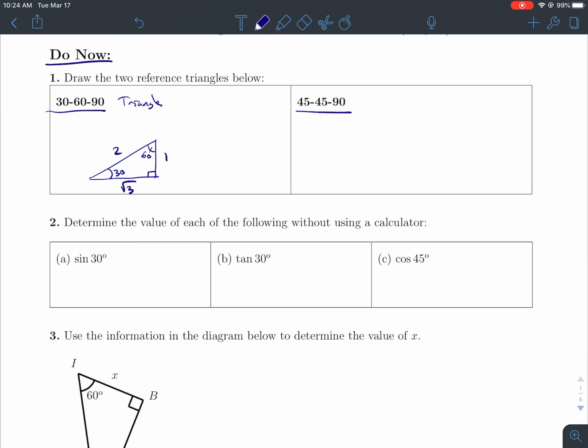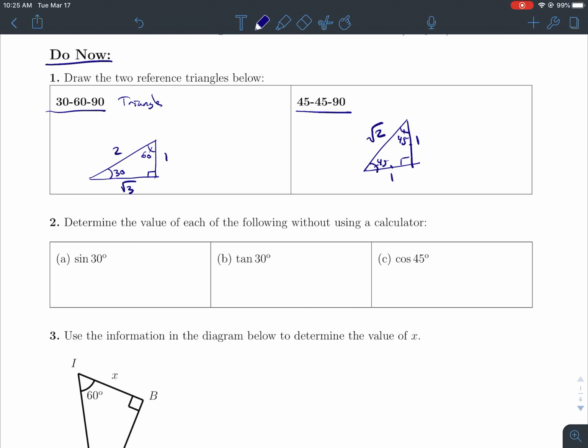All right, next up we've got our 45, 45, 90 triangle, and again, these are the angles. I'm trying to draw this one so that it looks like these two angles are congruent, because they're both 45 degrees, and this one is 90. And then 1 and 1, because since these angles are congruent, the opposite sides will be congruent. It's an isosceles triangle. And then this one here will be square root of 2.